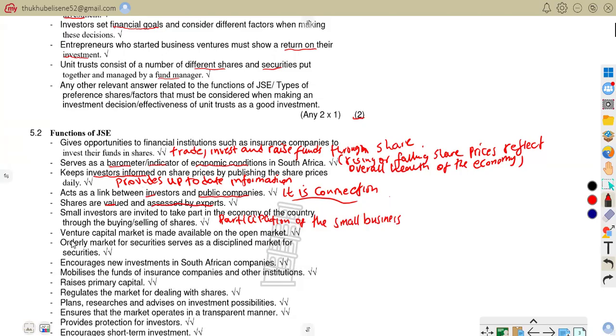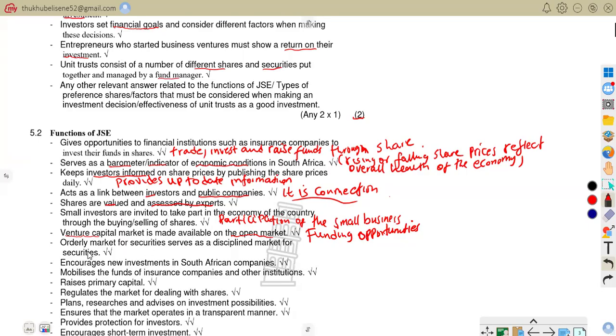Now it further says venture capital is made available on the open market. With venture capital, we provide funding opportunities for new as well as growing businesses. That's what it means.